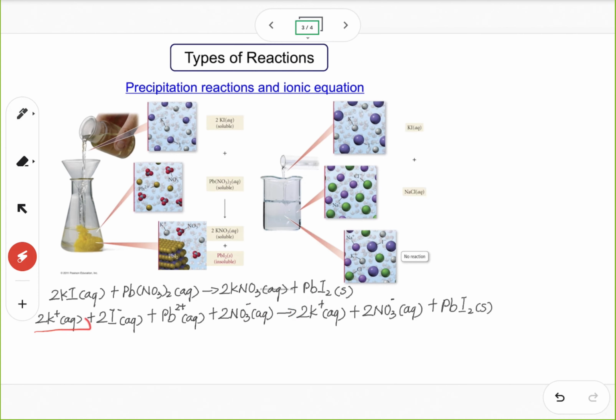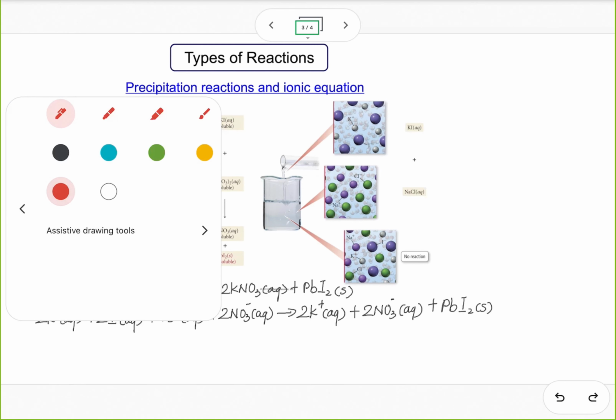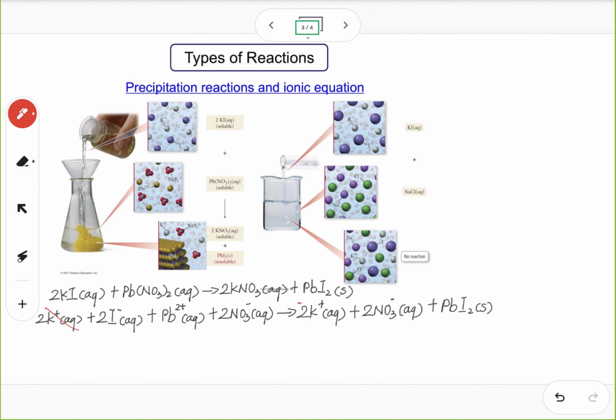On the reactant side, you have 2 equivalents of potassium in aqueous solution. On the product side, you also have 2 equivalents of potassium cation in aqueous solution. So you have the same species on 2 sides, so they can be canceled. Now, I'll use the red color, just so you can see that clearly. If you have identical items on 2 sides, they can be canceled.